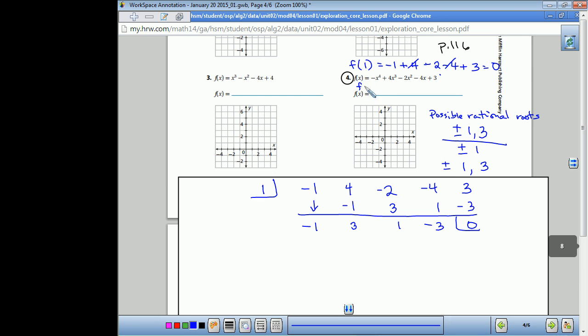If we plugged in -1, let's evaluate. F of -1. So we get -1 minus 4 minus 2 plus 4 plus 3. So the 4's cancel and I get -3 plus 3 is 0. Woo! -1 works. Good job, Mateo. All right, so let's try -1 now. You try. Oh, it works.